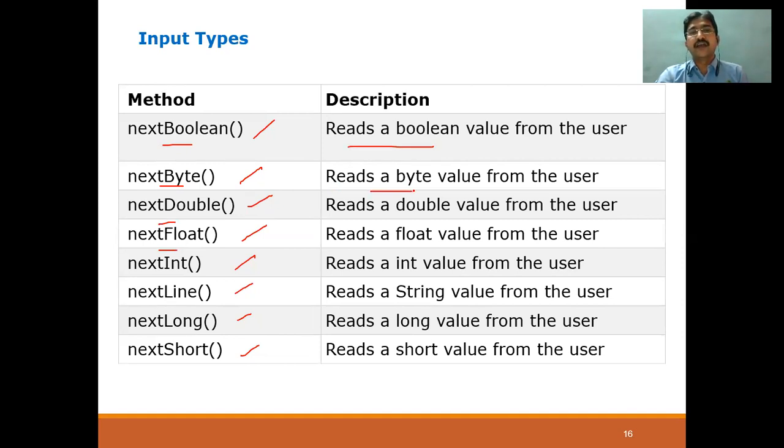If you want to read boolean values, you can use nextBoolean. If you want to read a byte, nextByte. If you want to read a double, you can use nextDouble. If you want to read float values, nextFloat. If you want to read integers, nextInt. If you want to read a string, nextLine. If you want to read a long, nextLong. If you want to read short values, nextShort. So these are the different methods based on the data we require, and these methods are available in the scanner class.